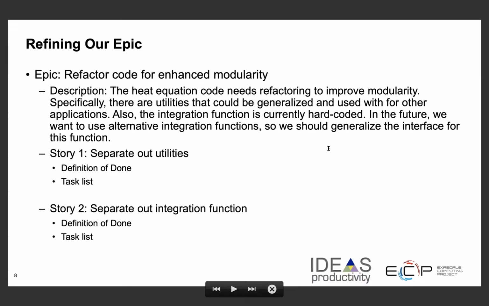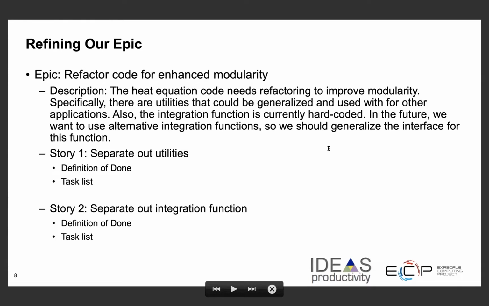And one of the stories was for the utilities. It was something like, as a developer, I want to modularize and separate out my utilities so that I can use those utilities for other projects. So that was one of the stories. So now, after writing the two stories, we should start working on the definition of done and come up with a list of tasks that are needed to get to the done stage.